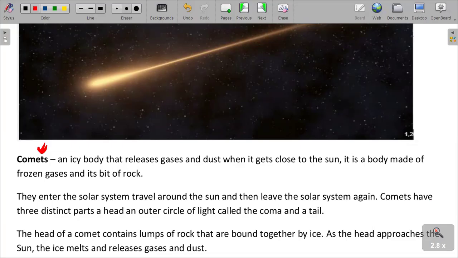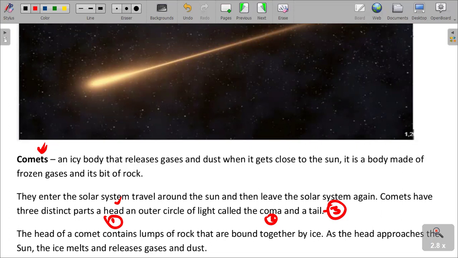Comets have three distinct parts: the head, an outer circle of light called the coma, and the tail. So we have the head, the coma, and thirdly the tail, which can be found when we talk about comets. It has three main parts: the head, the coma, and the tail.